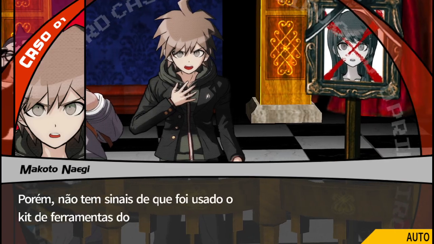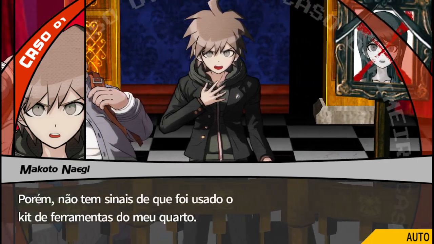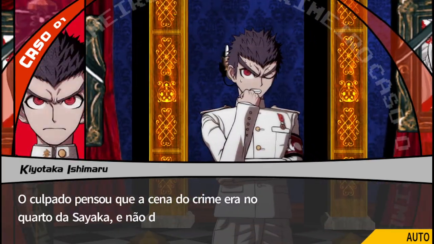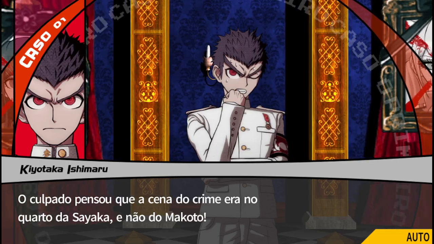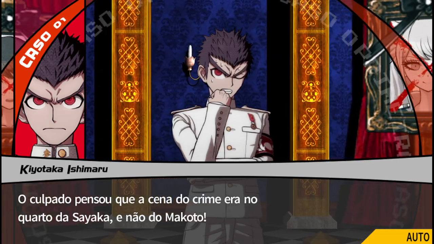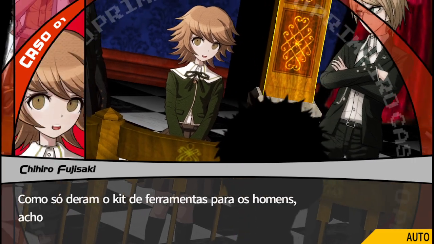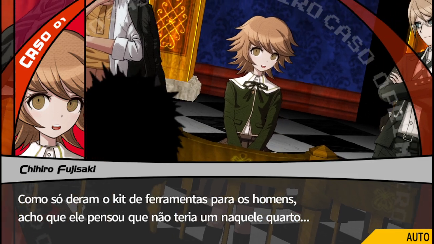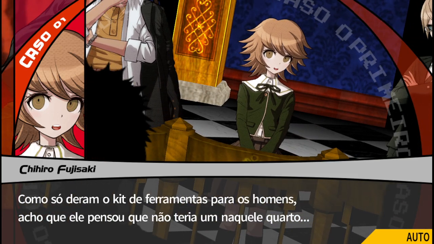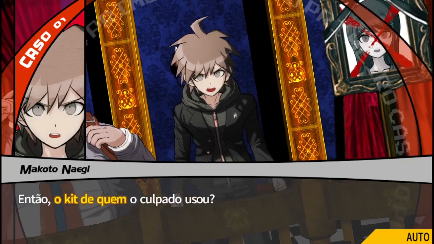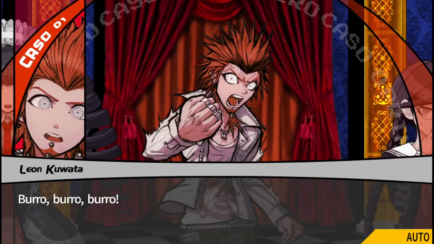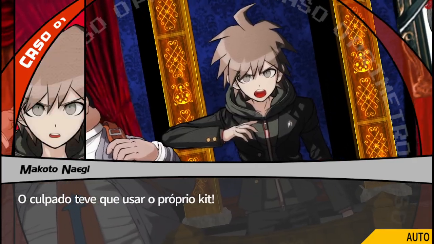But the toolkit in my room had clearly never been used. That's because the culprit didn't know it was your room. They thought they were in Sayaka's room. Only the boys got toolkits, so the killer naturally assumed there wouldn't be one in there. Okay, then whose toolkit did the killer use? Stupid, stupid, stupid! It had to be their very own toolkit.